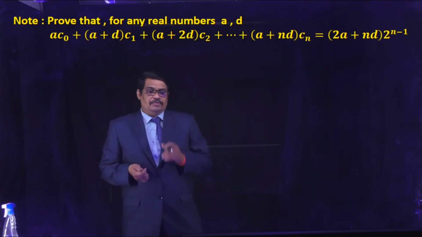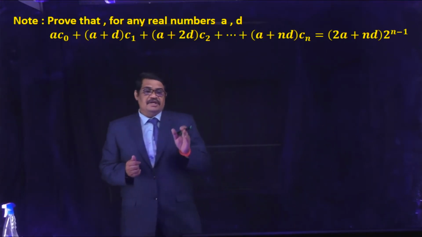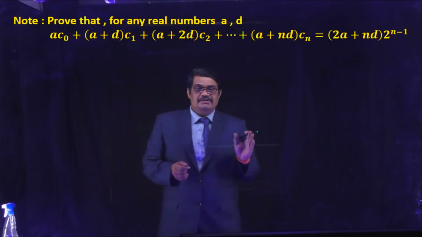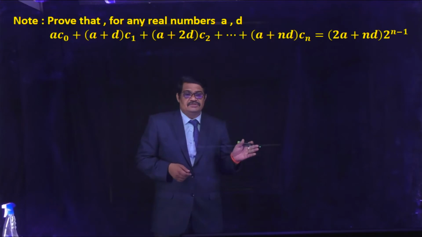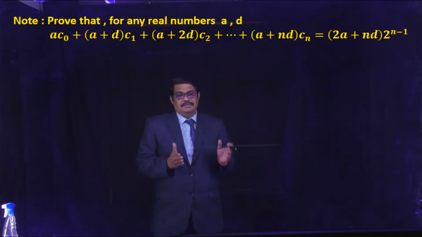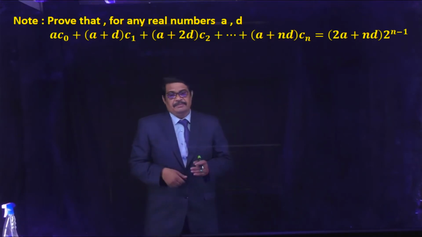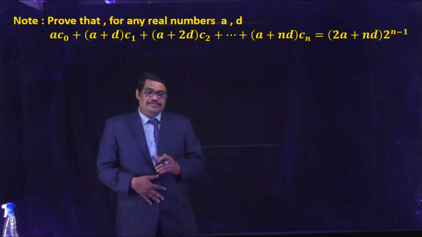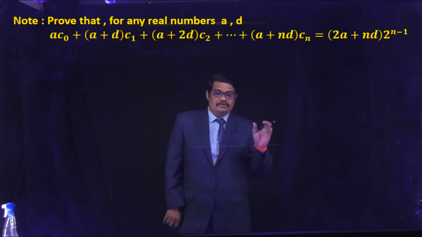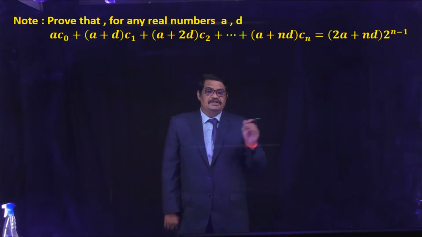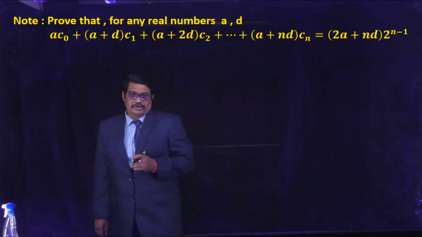Okay, now we are proving this result: a C naught plus (a plus d) C1 plus (a plus 2d) C2 and so on, (a plus nd) Cn. We observe the coefficients of C naught, C1, C2 and so on up to Cn. These are a, a plus d, a plus 2d, up to a plus nd, which are the terms of an AP. Then the result is that this expansion is equal to (2a plus nd) into 2 to the power of n minus 1. Now we are proving this result.